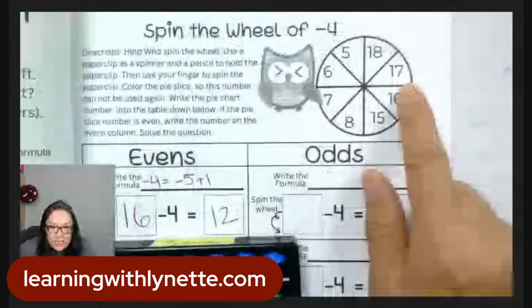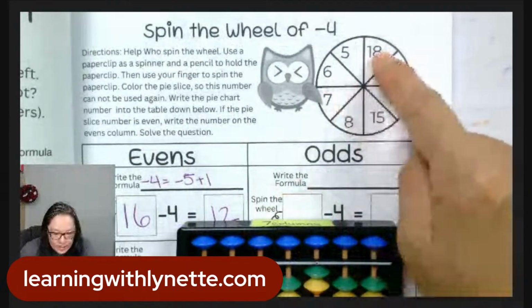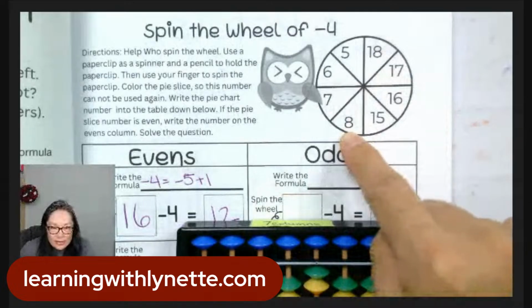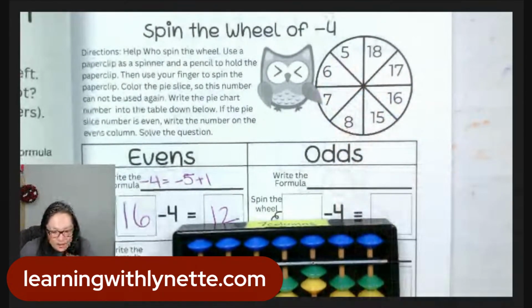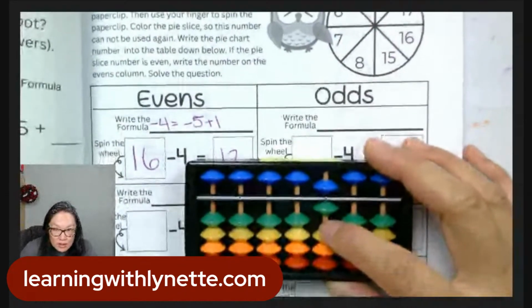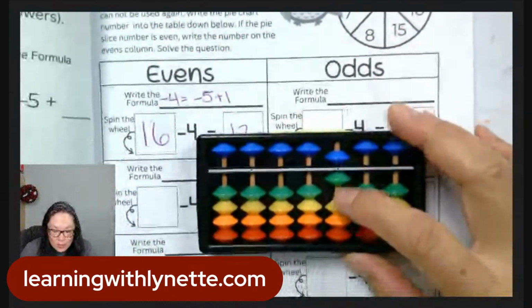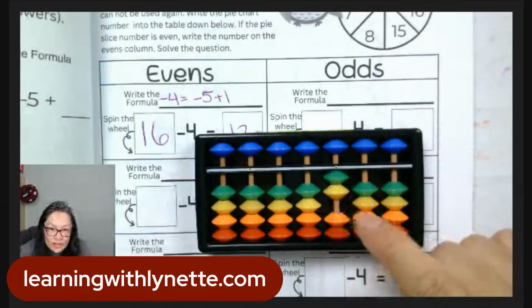We can do 17. If we do 17, oh no, let's do 18. Let's do 8. No, we already did 8. Let's do 6. Can we do 6? If I do 6 and I take away the 4, I'm going to minus the 5 plus the 2. And my final answer is 2.